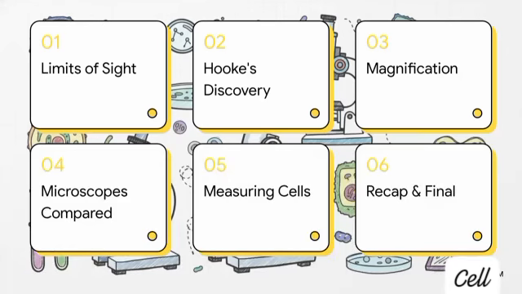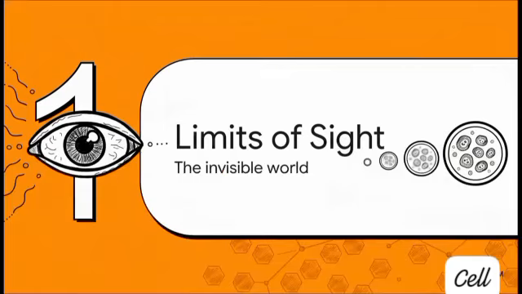So here is our game plan for today. First, we'll talk about the limits of human sight. Then, we'll dive into Robert Hooke's famous discovery, followed by the actual magic of magnification. After that, we'll compare light and electron microscopes, measure an onion cell together, and wrap the whole thing up with a quick recap. All right, let's jump right into Section 1, the limits of human sight.